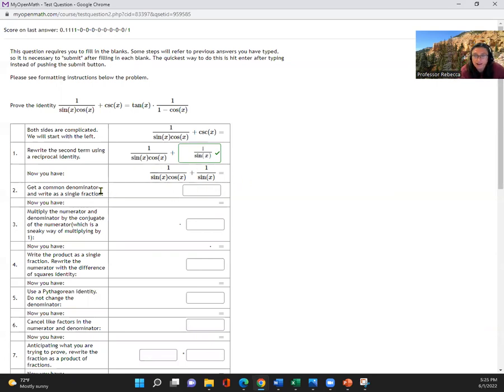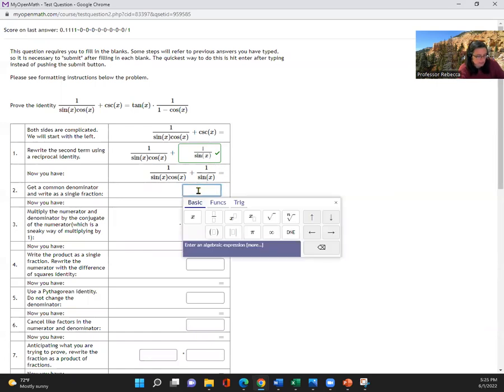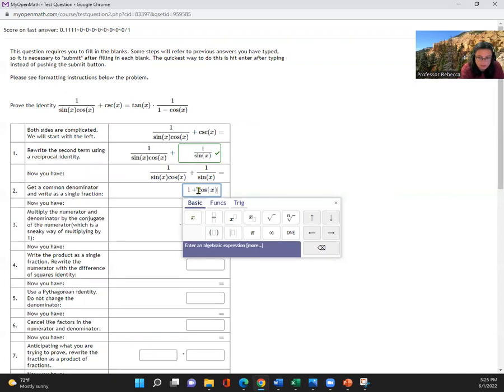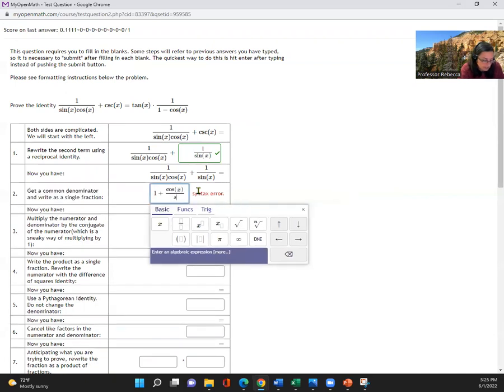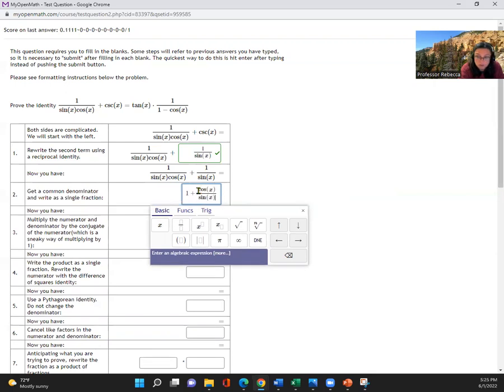Okay, and now I go on and I read the next instruction. It says get a common denominator and rewrite as a single fraction. Ooh, so I look at what I have. I have a sine x and a cosine x in the denominator, and then a sine x over here. I need to add a cosine x over this side, which would then get a cosine x in the numerator. So let's type that in. I have 1 plus cosine x. That'll be my numerator, all over sine of x, cosine x.